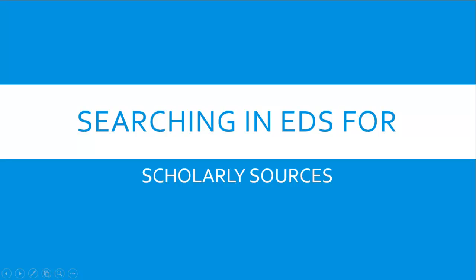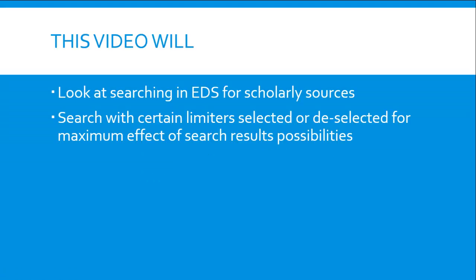Hello, this video is searching in EDS for scholarly sources. This video will look at searching in EDS for scholarly sources. It will search with certain limiters selected or deselected for maximum effect of search results possibilities.